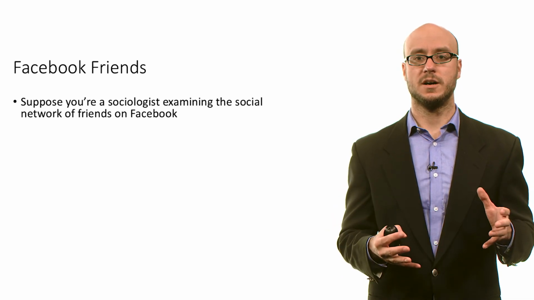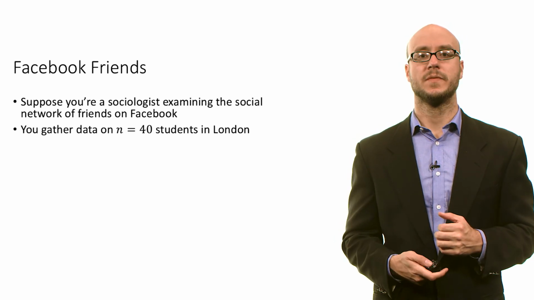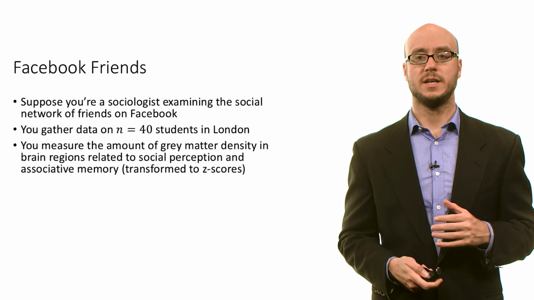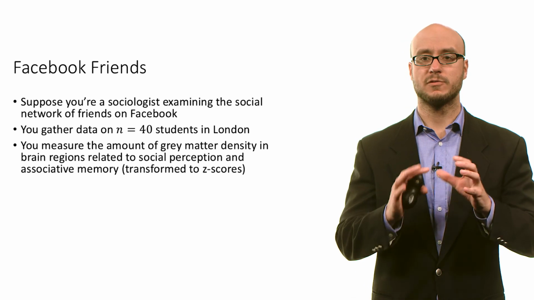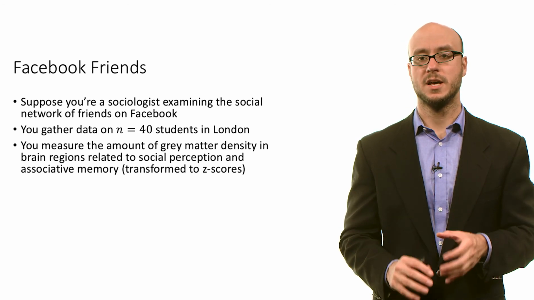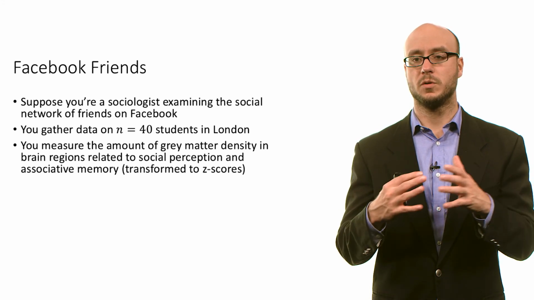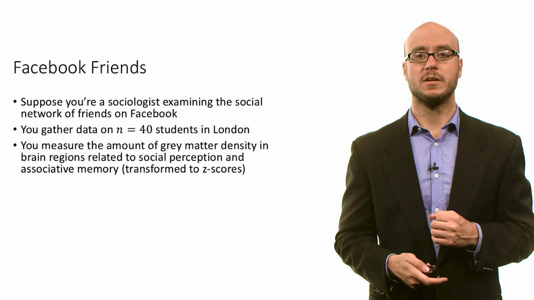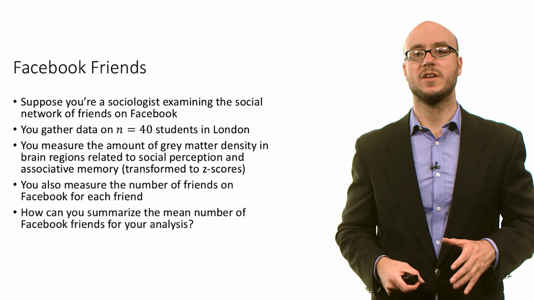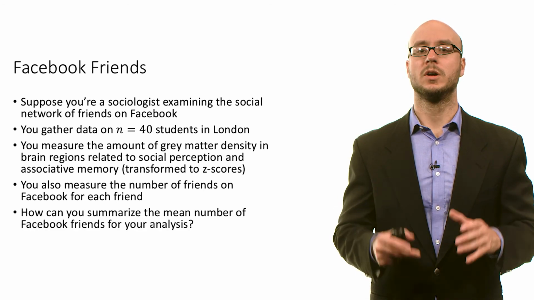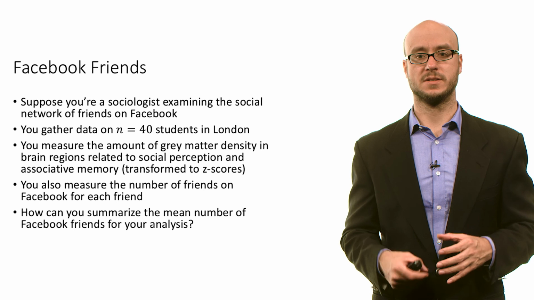So suppose you're a sociologist and you're interested in looking at friends on Facebook. You gather data of 40 students in London, and you come up with two measures. Your first measure is the amount of gray matter density in different brain regions, particularly those related to social perception and memory. And then you transform these to z-scores, so it's standardized for each individual. And then you measure the number of friends on Facebook for each student. For our purposes now, we're going to look at the number of Facebook friends, and you want to summarize the mean number of Facebook friends for your analysis.